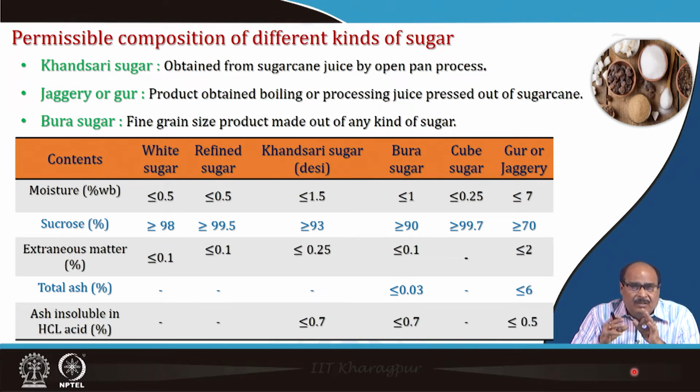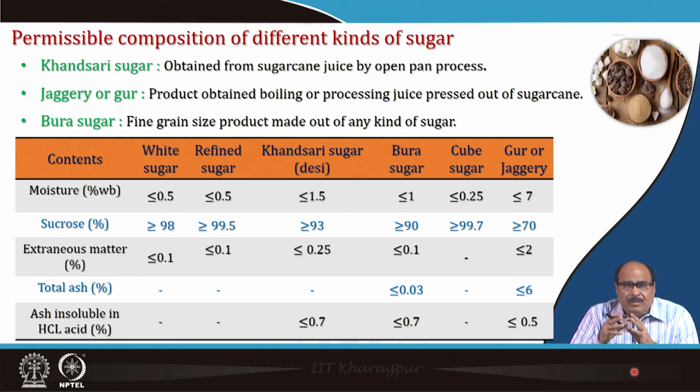For example, the moisture content in jaggery or gur should be less than or equal to 7%. Sucrose content should be more than or equal to 70%. Extraneous matter should be less than or equal to 2%. Total ash should be less than or equal to 6%, and ash insoluble in HCl, or acid insoluble ash, should be equal to or less than 0.5%.